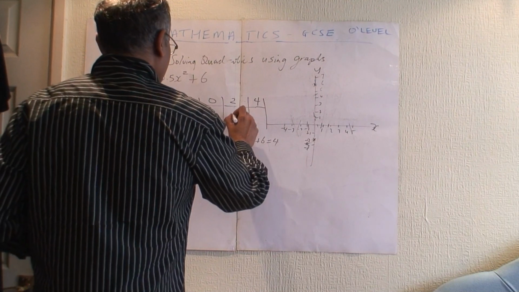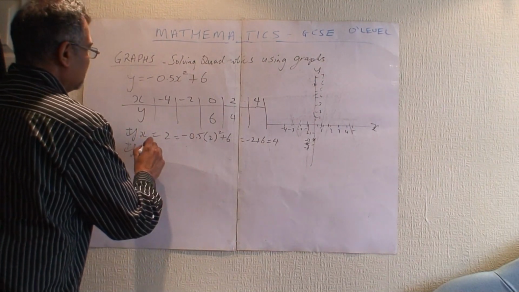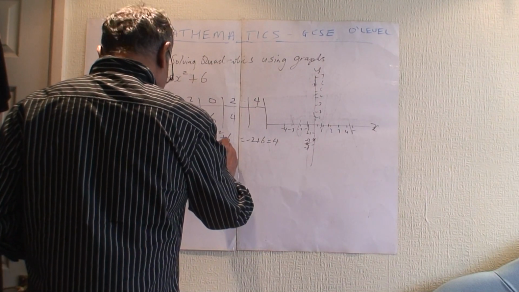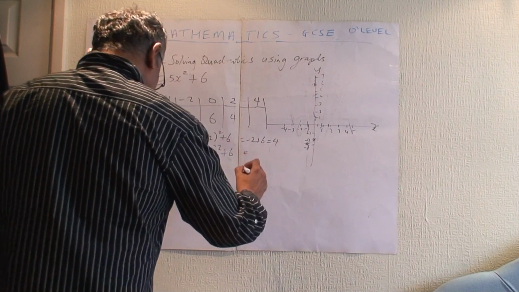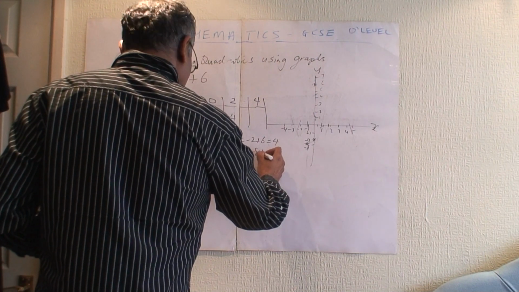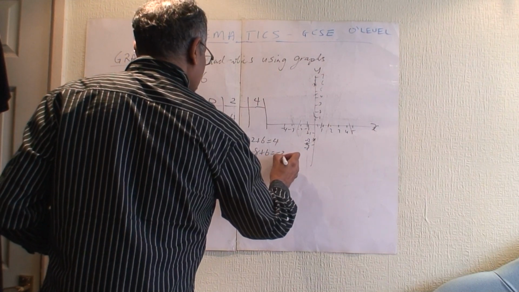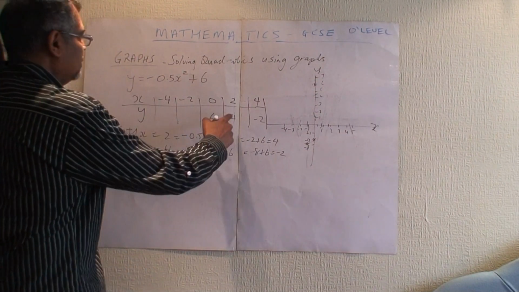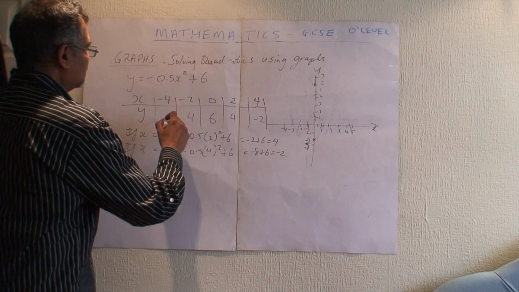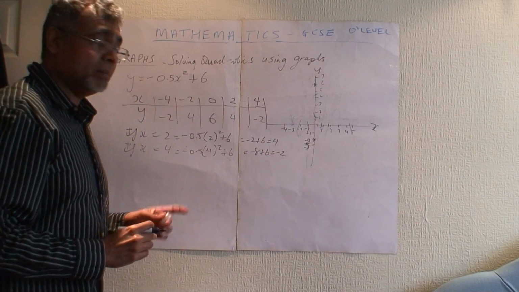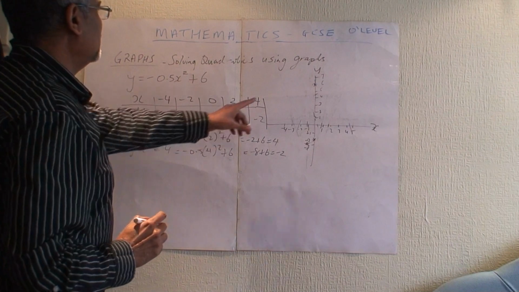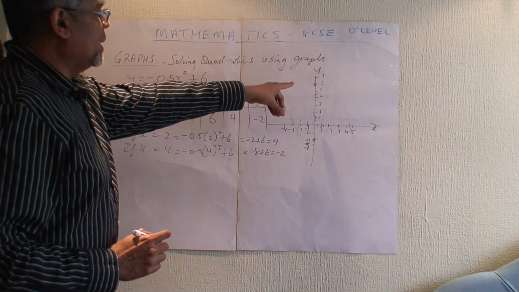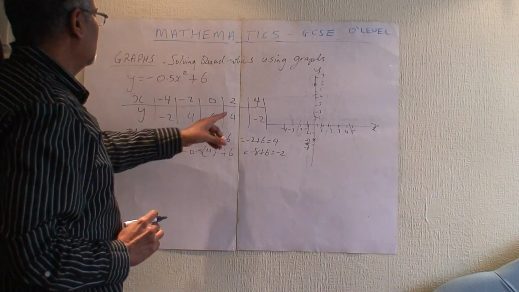So we know that this is 4. If x is equal to 4, minus 0.5 times 4 squared plus 6, that is negative 8 plus 6, which is equal to negative 2. So these values are 4 here and negative 2. You can work it out in your own time, but it works out well. We know the point of the y-intercept already, so we plot the others.